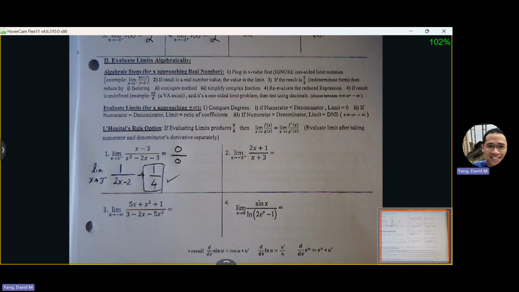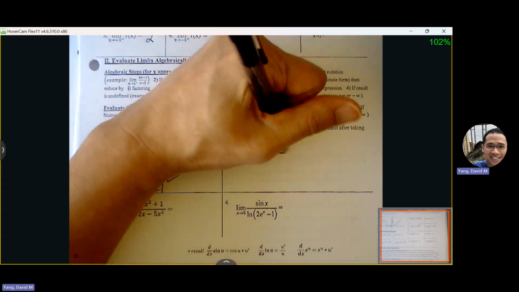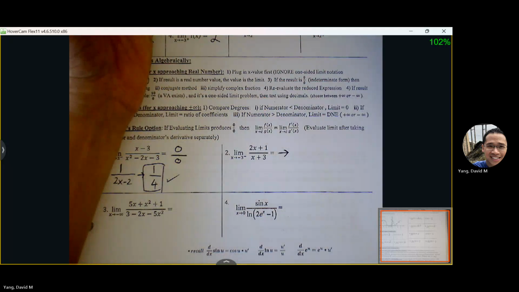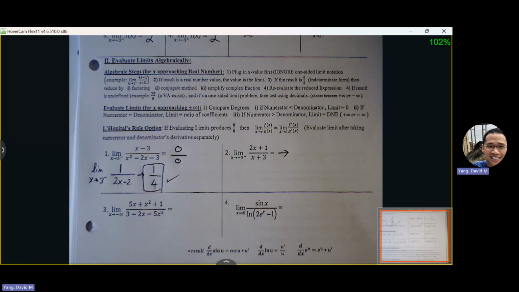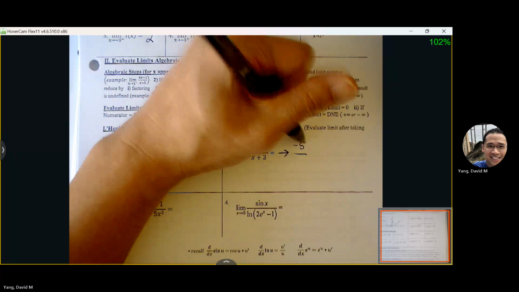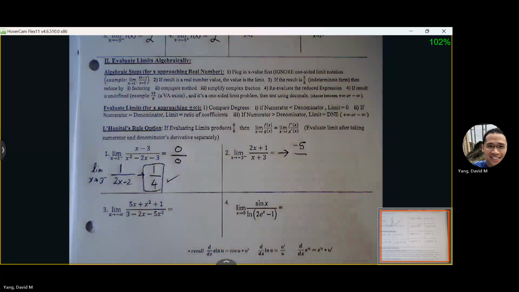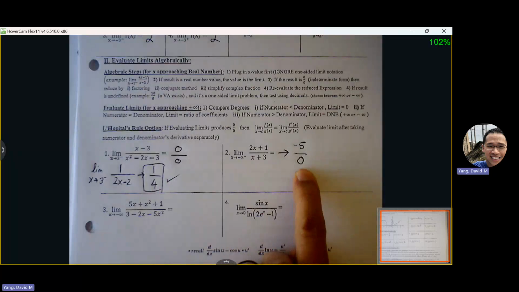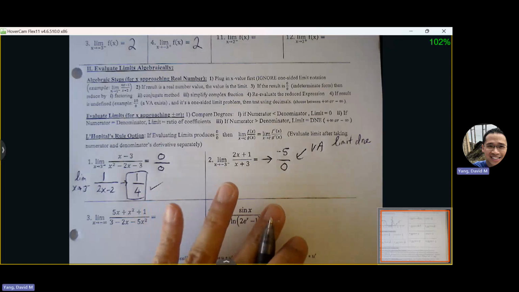All right, number 2. What's our first step? For substitution, okay, numerator we get... What do you get in the numerator? -5. Denominator, we get 0. All right, what does that tell us? What's happening here? Vertical asymptote. So normally we would say the limit what? The limit doesn't exist.